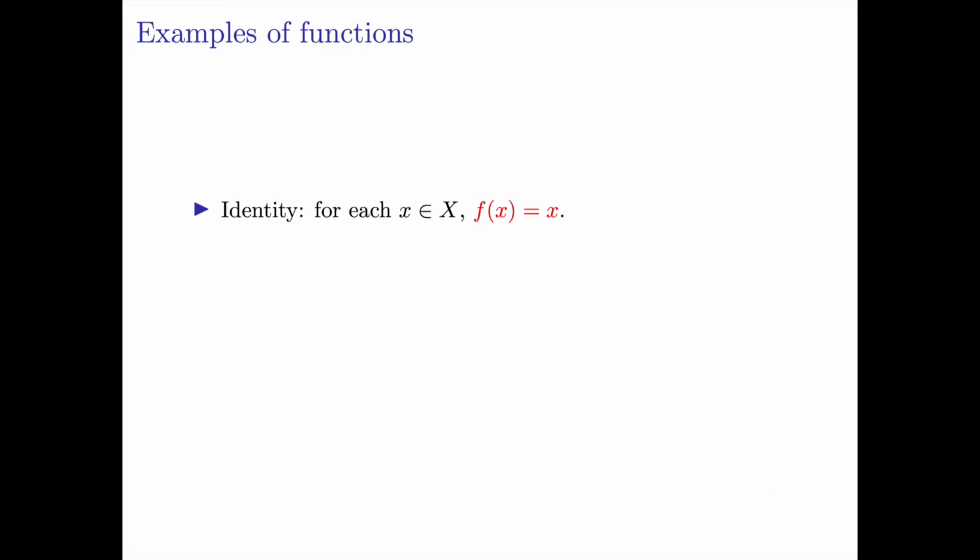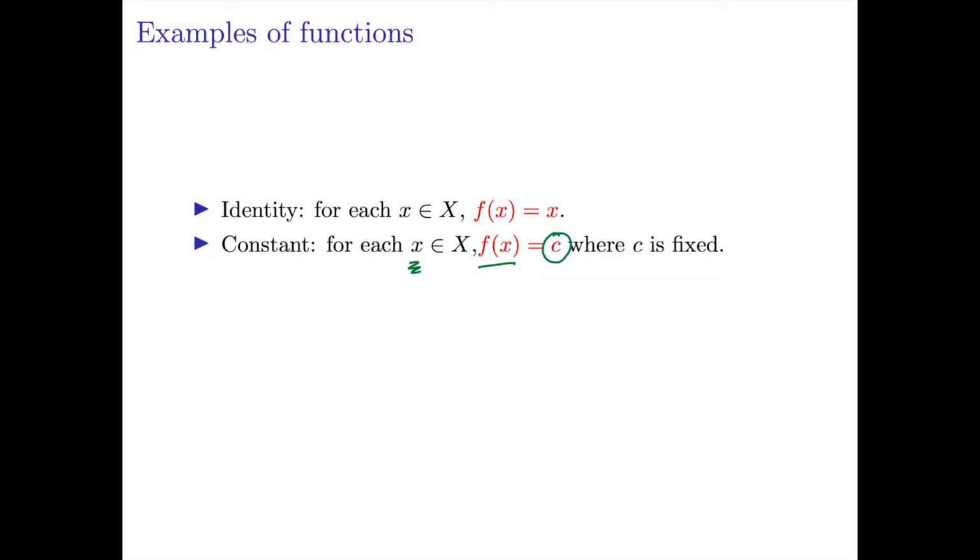Let me give you some examples of these types of functions. The simplest one is what we call the identity function. You take any x in the set X and you map it back to x. So f of x is just x. Another special function is the constant function. It doesn't matter what little x is, f of x is always going to be the same c.